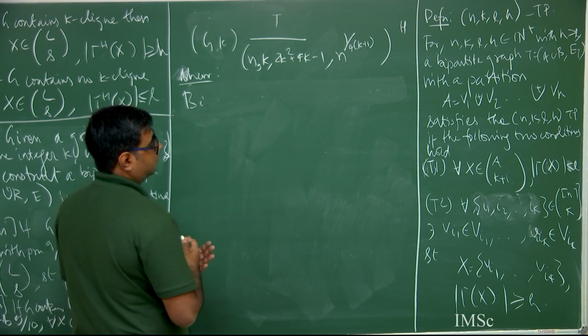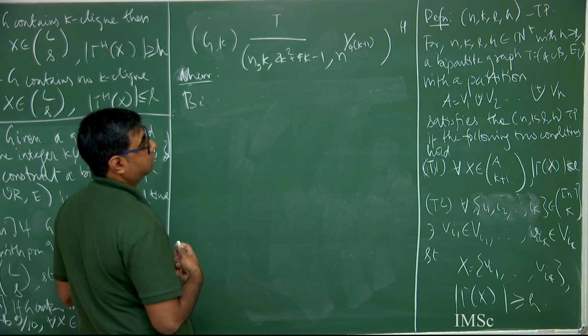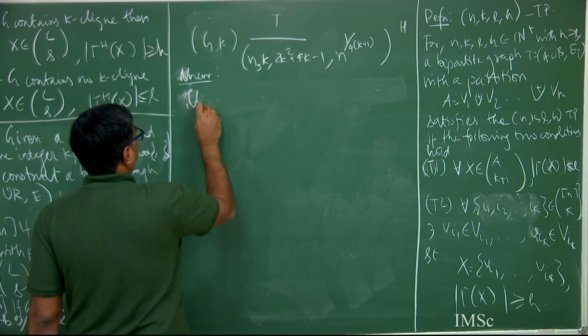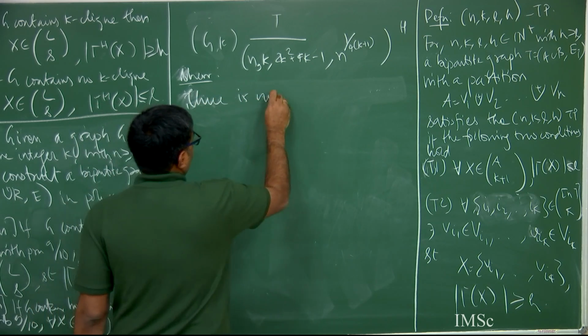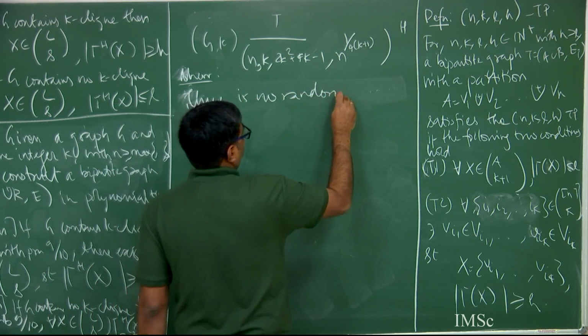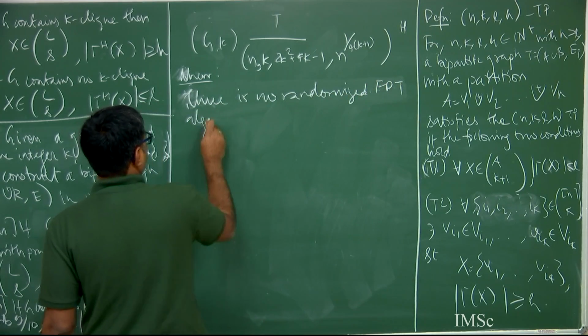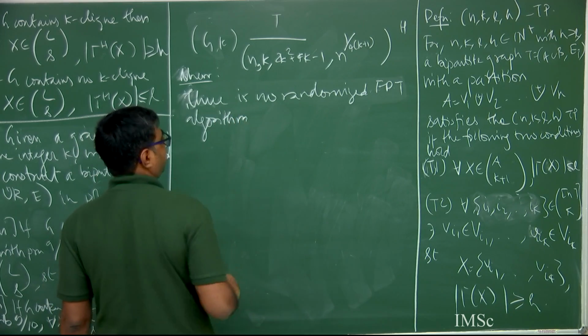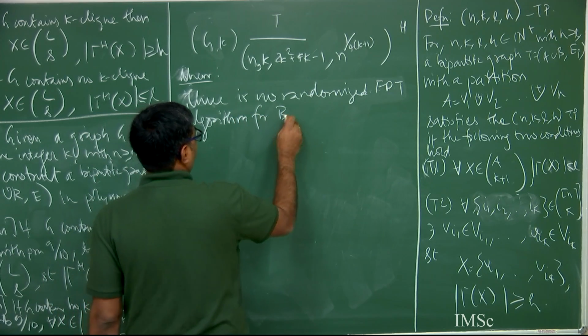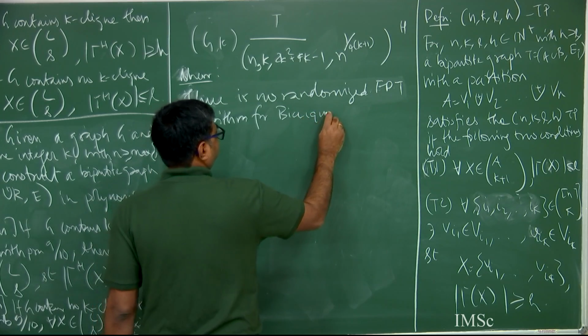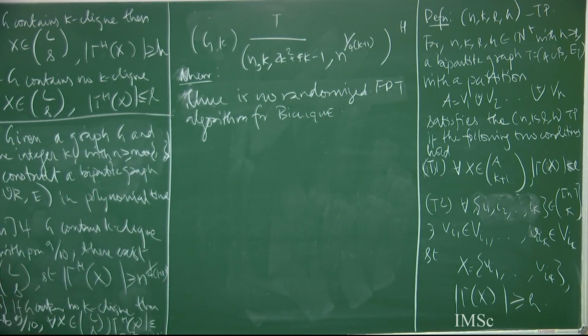I think the right way will be to say there is no randomized FPT algorithm for bi-click. For now let's stick with this. We will try to formulate the correct statement and put it in the notes. But for now, there is no randomized FPT algorithm for bi-click. And how will we prove this? Oh, this is very easy.